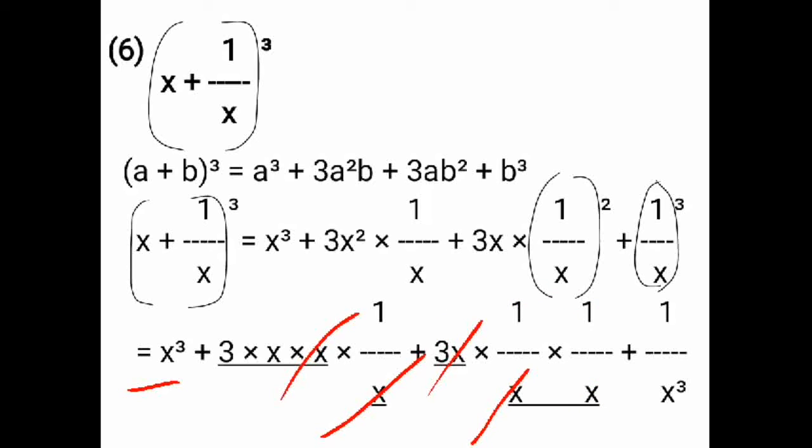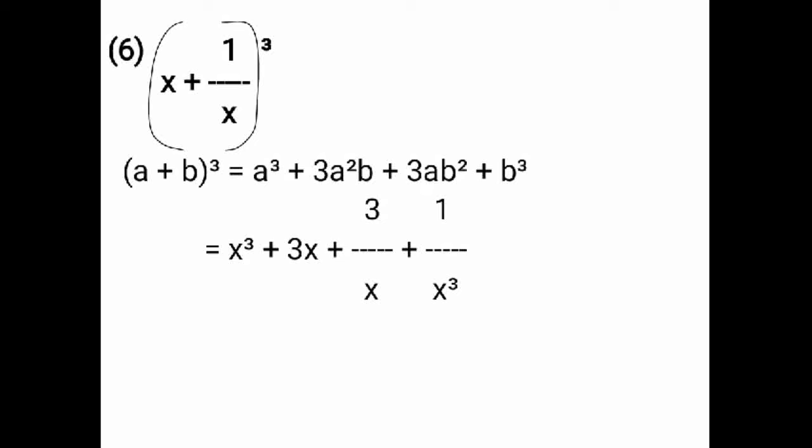Plus 1 upon x cube. 1 upon x cube remains the same. The cube of 1 is 1. 1 ones are 1. In the denominator, what do you have? x cube. Cube of the variable remains the same. So the final answer is x cube plus 3x plus 3 upon x plus 1 upon x cube.